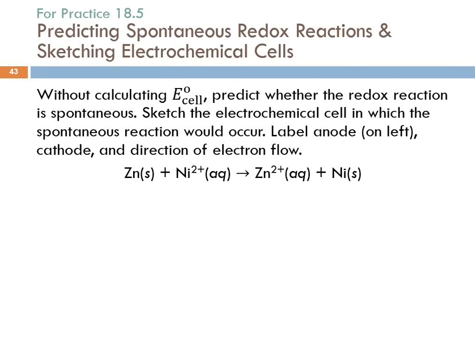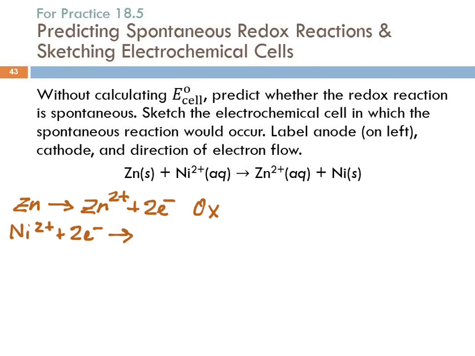So what are the half reactions here? We've got zinc solid going to zinc 2 plus plus 2 electrons. Is that oxidation or reduction? That's oxidation. He's losing electrons. And the other thing is nickel 2 plus going to nickel. And so that's reduction because it's gaining electrons.